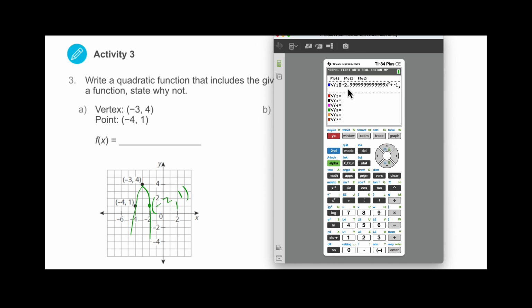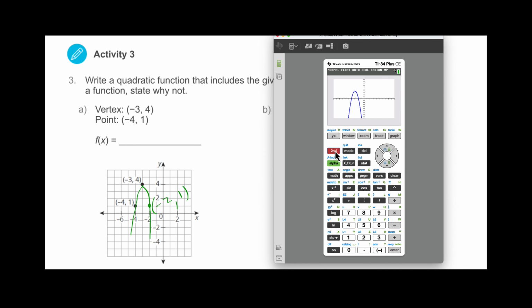Okay, now it does say negative 2.99999. You're just going to consider that negative 3. That's because of some calculator rounding error. All right, if I wanted to look at the graph of this, I could hit graph. And if you notice, I have that nice quadratic right there, which looks very similar to what I should have.